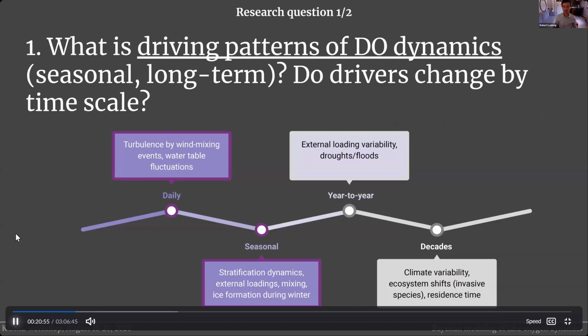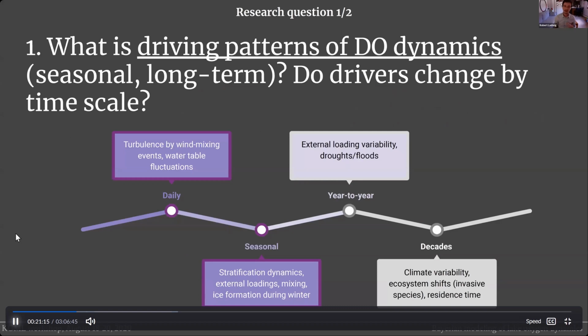So for example, on daily timescales, you could have wind-induced turbulence that drives oxygen. On a seasonal timescale, you could have stratification. On a year-to-year timescale, you could have the impact of, for example, flash floods or extreme events. And on decadal timescale, you could have climate change or a shift in the ecosystem that is driving oxygen.